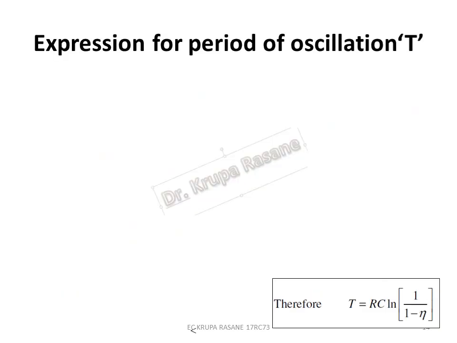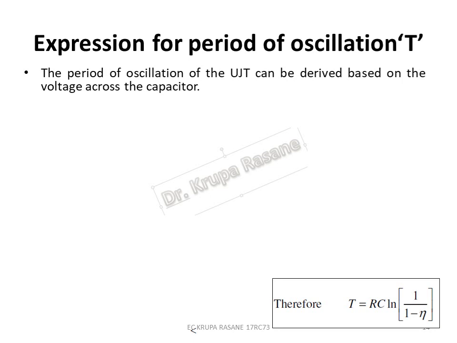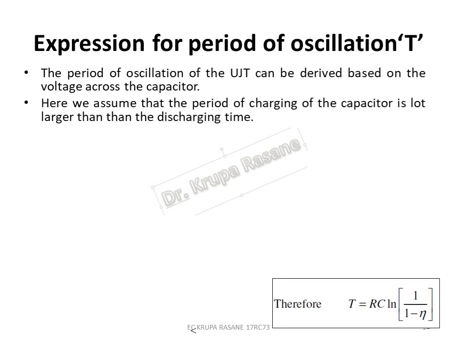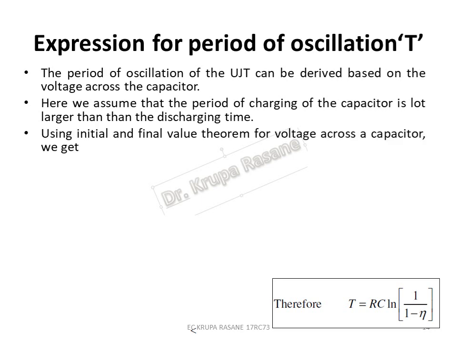So in the previous slide, we have seen that the relaxation oscillator has a frequency, and the period of oscillation T is nothing but the charging time of the capacitor. So let us derive the equation for the charging time T. The period of oscillation of the UJT can be derived based on the voltage across the capacitor, because how the capacitor charges gives the period of the oscillation. Here we assume that the charging time of the capacitor is a lot larger than the discharging time.